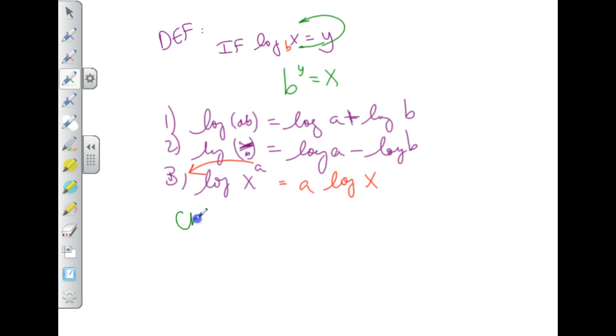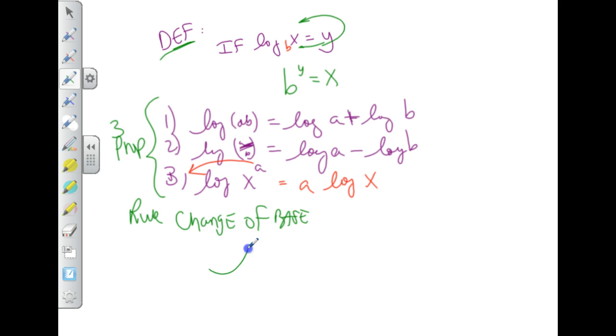It's called the change of base rule. So we have a definition, we have three properties, and then we have a rule, change of base. The change of base rule says if you ever see a log that's not base 10, even if it's base 10, I guess you can apply the rule, then you could write it as the log of a divided by the log of b.